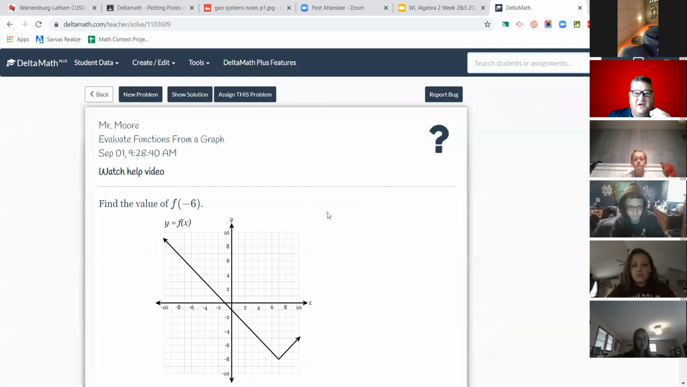Next, functions, evaluate functions from graph. Again, same thing, f of -6. Tell me what to do for f of -6. Somebody chime in. F of -6, what do I do? Okay, Caitlin, you're up, Chief. Do I go down to -6 or back to -6? Which way do I go? 50-50 shot.